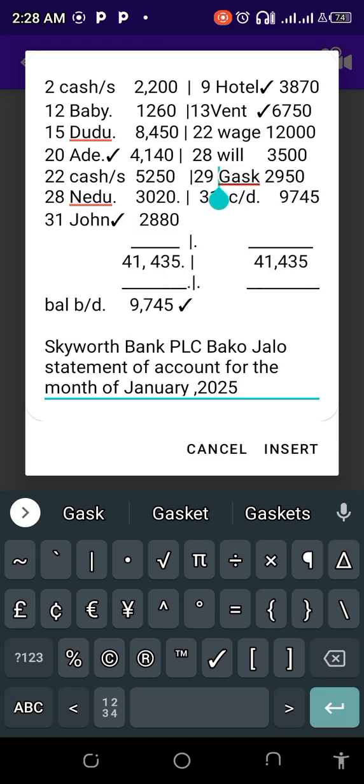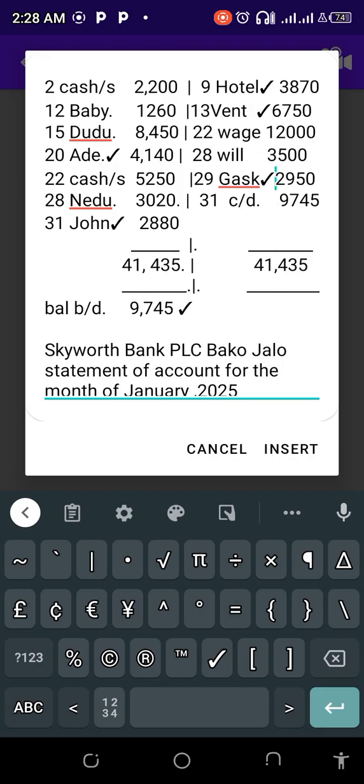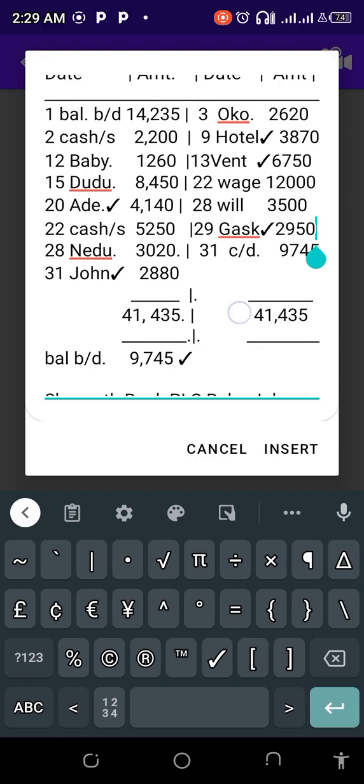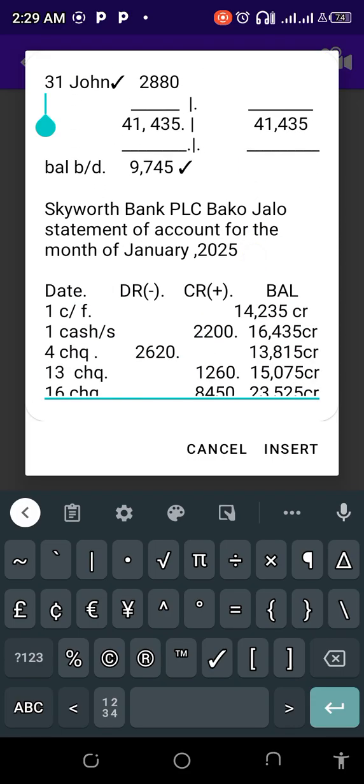The first one is Hotel, 3,870, and the second one is Vent, which is 6,750, and the third one is Gas, which is 2,950. Now let's go ahead.